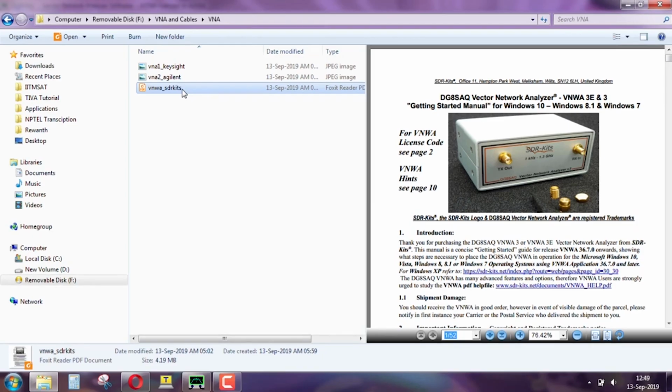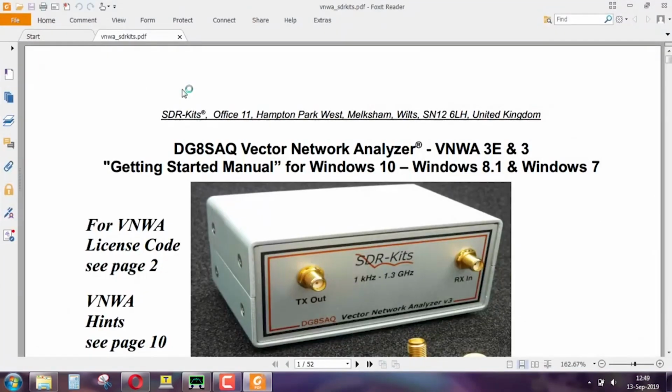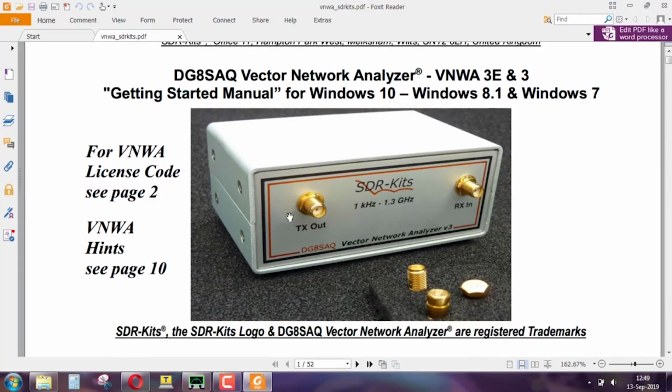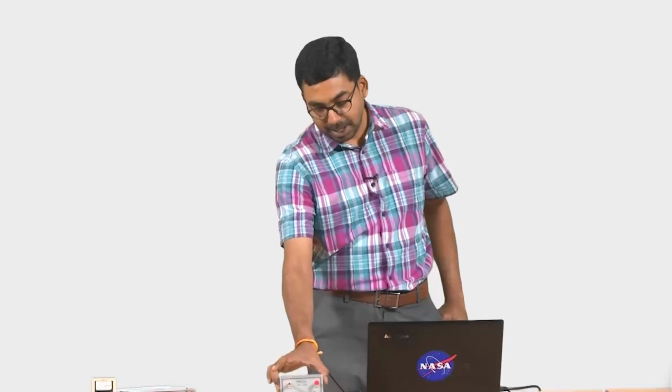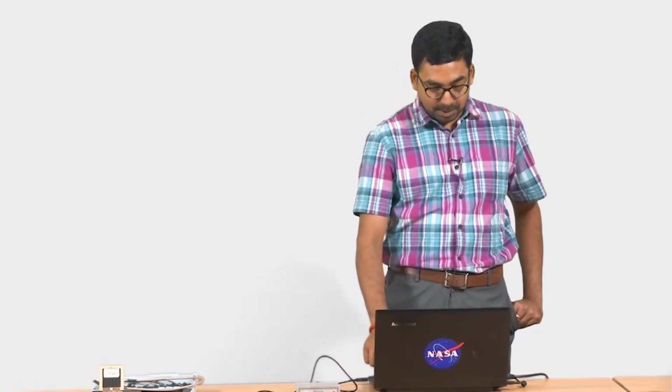In particular, the one we have is made by SDR Kits, a company I think based in the UK. This number that they have, DG8SAQ, is the amateur radio sign for the inventor. It is the person's ham radio code, and he is behind the design of this. At the core, it has an ATmega microcontroller inside, and then some circuitry to sample, to up convert, etc. So, this is what it is.